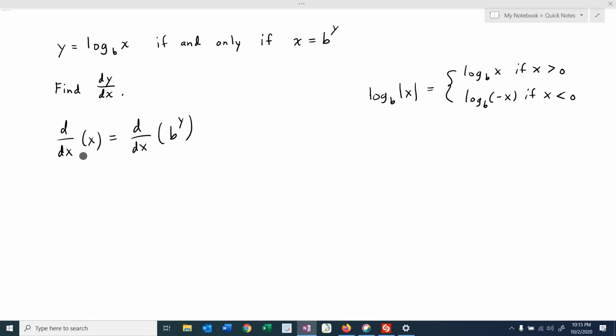Of course, on this left-hand side, that derivative is just equal to 1. And then to find the derivative of this right-hand side, we're actually going to have to use the chain rule, because this is really a composition of two different functions. The outer function in this case would be b to the x power. Then the inner function would be y, which we're assuming is a function of x. So that's our outer and inner functions.